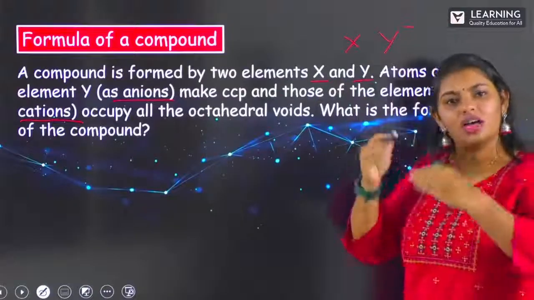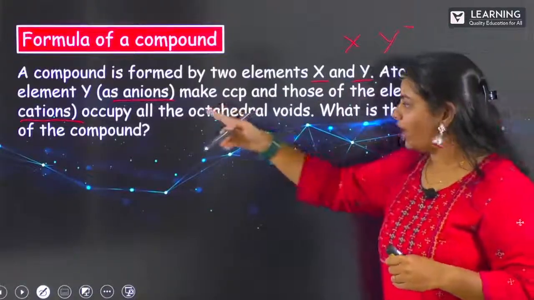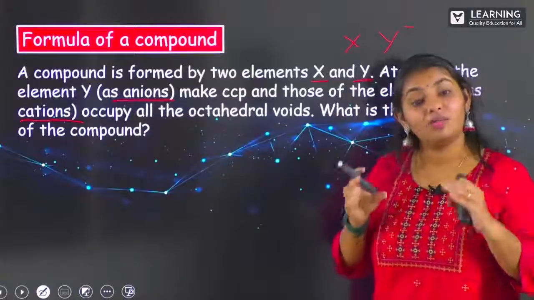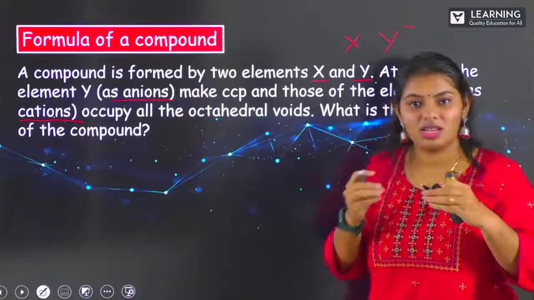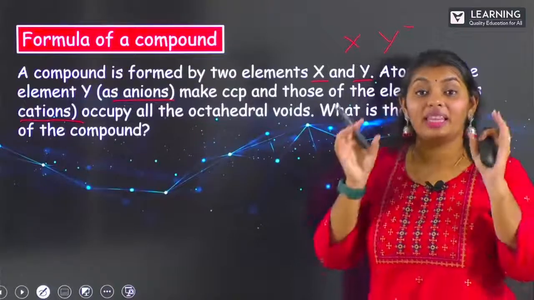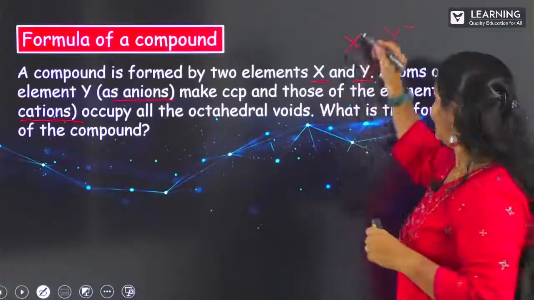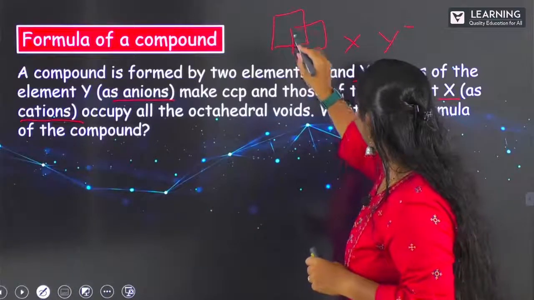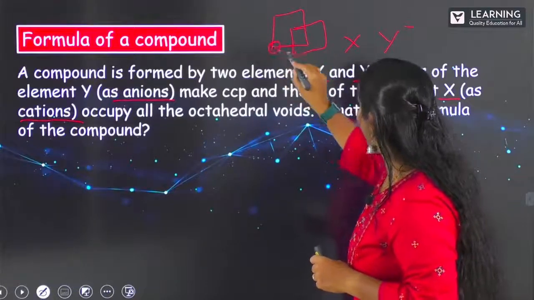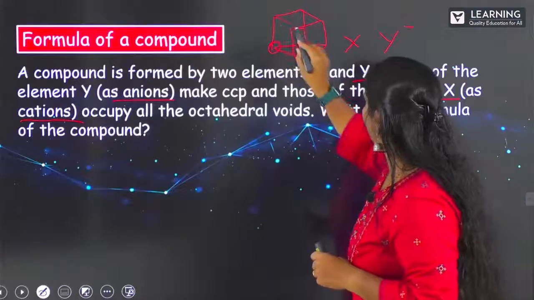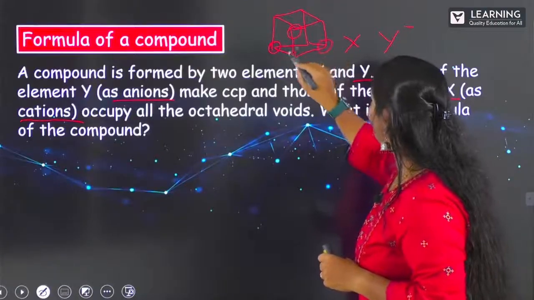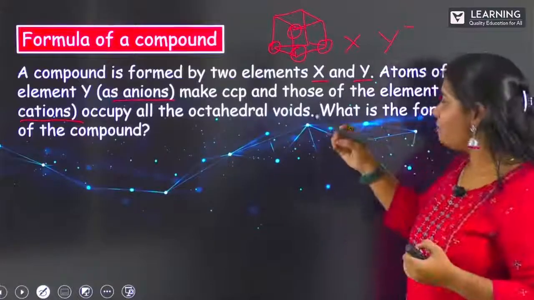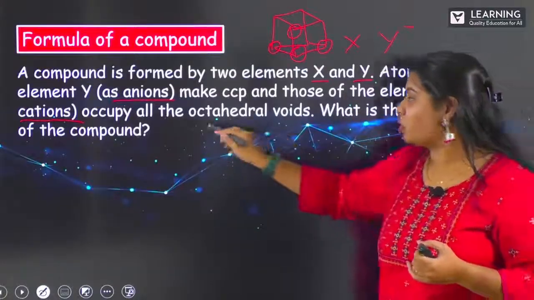And what is the other information that they have given? The Y element makes a CCP structure, a close packed structure. That means what are the places that the atoms of the Y element occupy? They occupy the spheres. As I have already mentioned, the spheres will be occupied by the anions because anions are bigger in size. The same way, we can see the X element is occupying what?